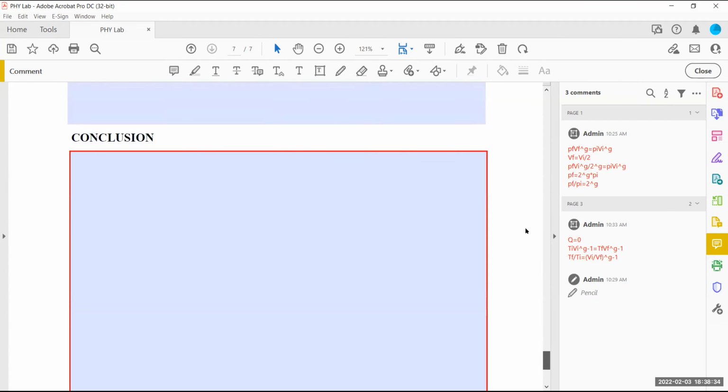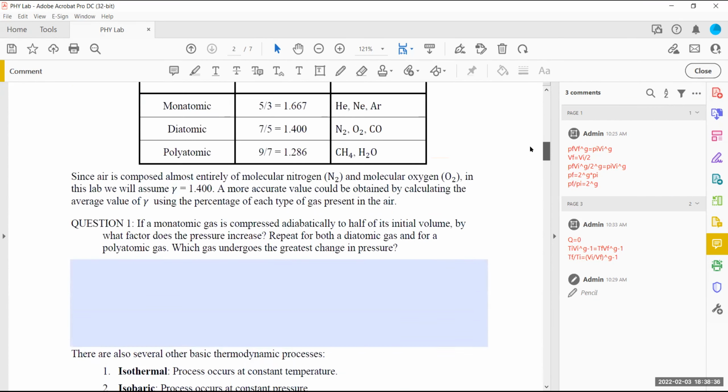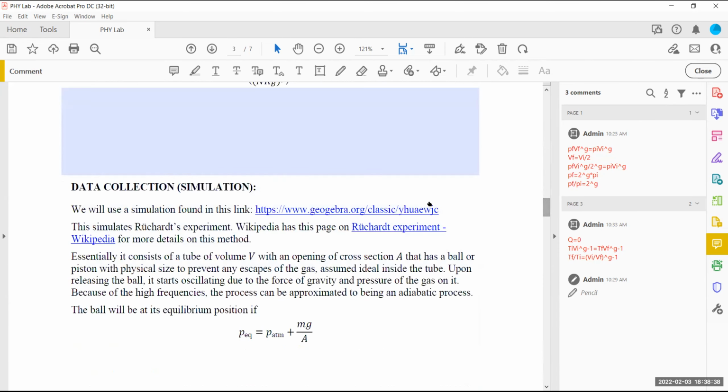And now the conclusion. So let me go back to how to get the data for our lab. It's this link, which is a GeoGebra link. So I'm going to click on it. Once it opens, I'm going to move it to the other screen. And I'm going to stop sharing the PDF. I'm going to share with you the animation.